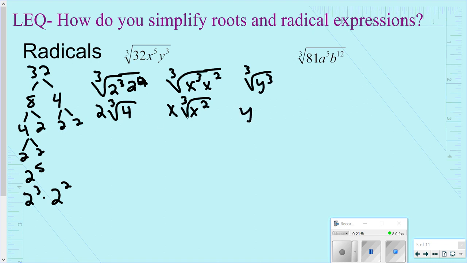All right, remember we said no absolute value on this because no even root. This is odd. So I'm ready to put all of this together in my answer. I put the 2 first.